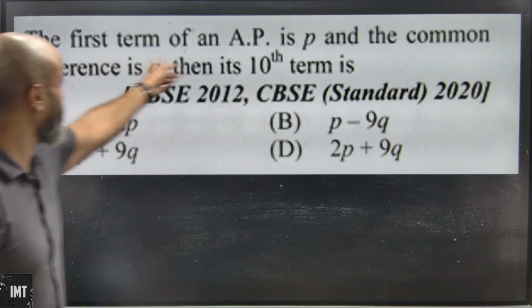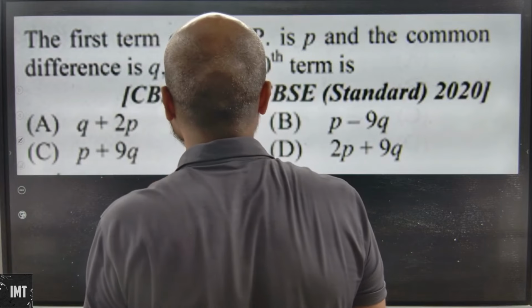Okay, let's move on. The first term of an AP is P and the common difference is Q. Then the 10th term is.